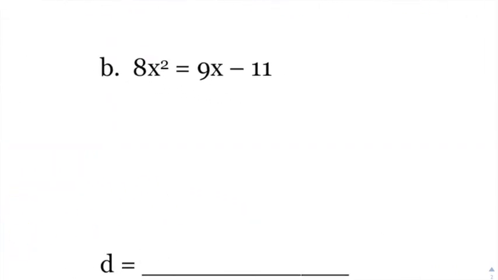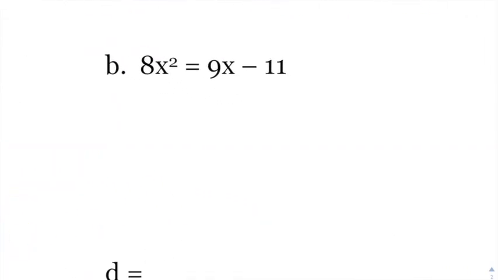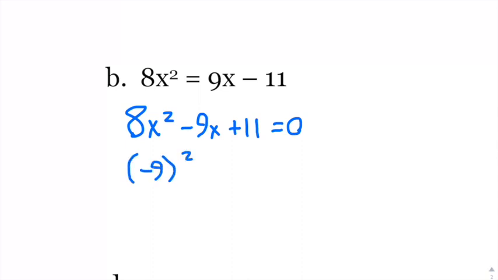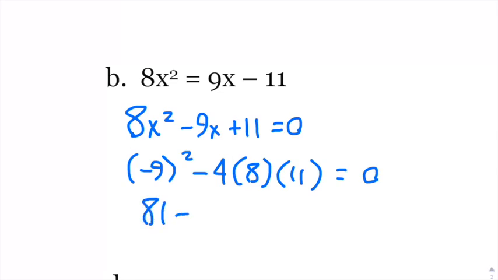Okay, let's see what the discriminant is here on this and what it means. When you're solving, you need to have everything equal to 0. So I'm going to subtract 9x and add 11, and set it equal to 0. And then we'll go negative 9 squared for b squared. So b squared minus 4 times 8 times c, which is 11 right there. Obviously, that's a big number there. 81 minus, and I'll have to use my calculator here, 32 times 11.